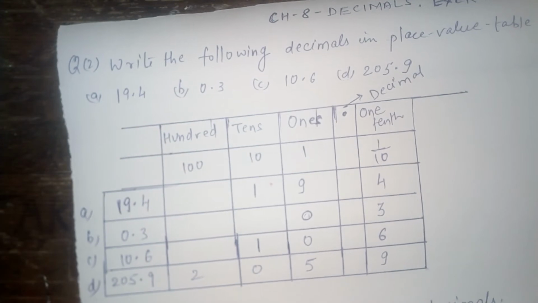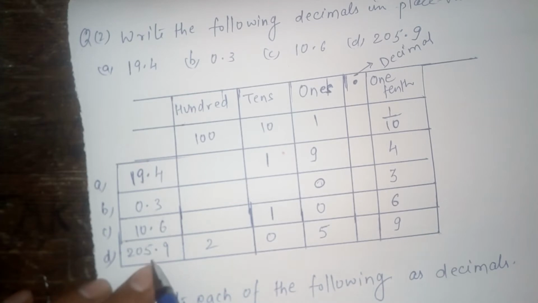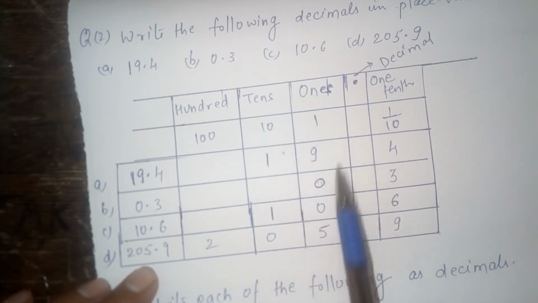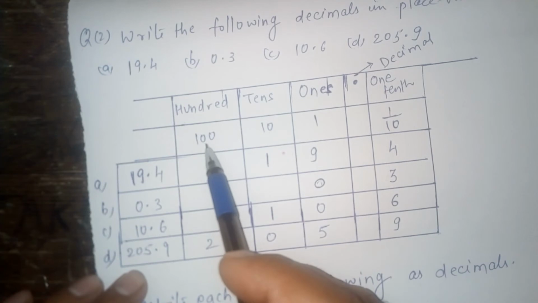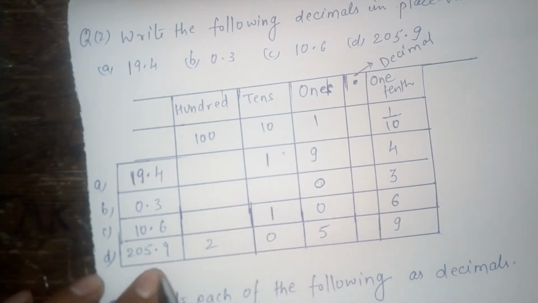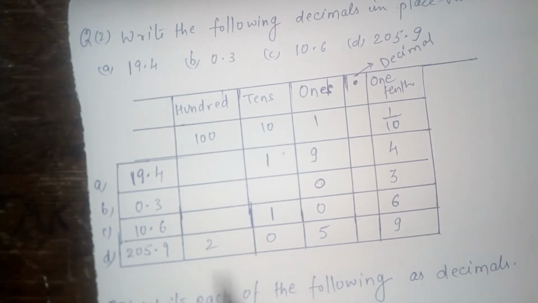Okay, your next question is 205.9. So my dear student, 5 belongs to the ones block, 0 belongs to the tens block, and 2 belongs to the 100 block. Okay, after the decimal point this is 9. The meaning is 9 will come in the 1/10 block. Okay, my dear student, so this is the place value table according to the question.